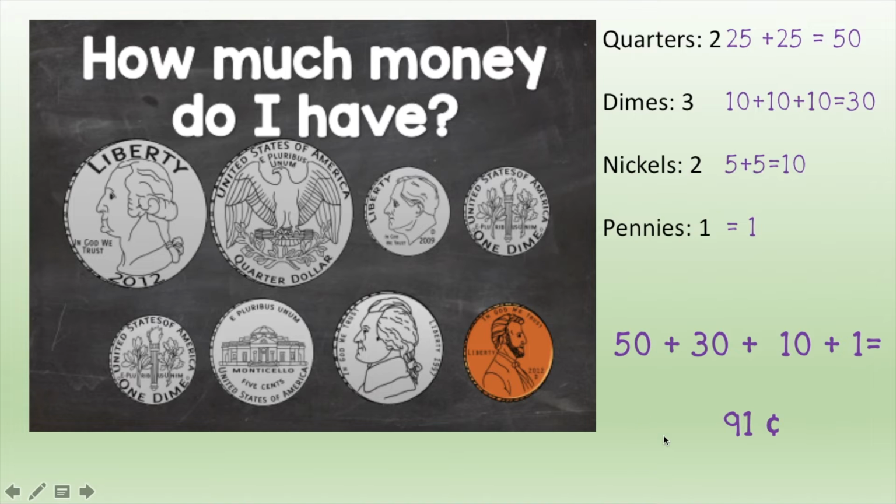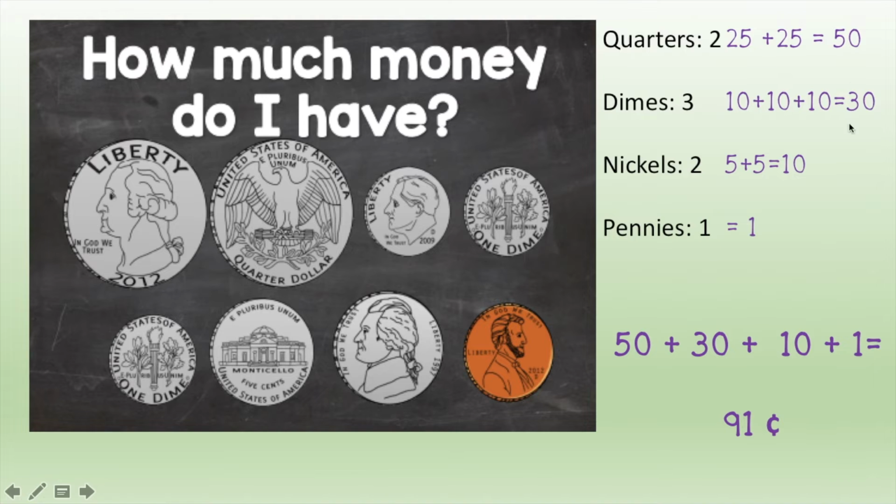So we're going to use what we just learned about these coins and think about how much money we could possibly have if given a bunch of different coins. So let's say I reached into my pocket one day and I pulled out this selection of coins that you see on this black mat. I have 2 quarters, 3 dimes, 2 nickels, and 1 penny.